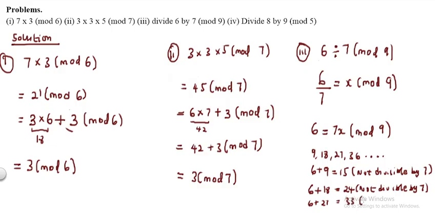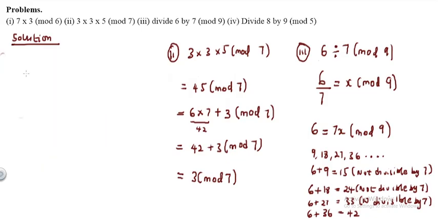This is not also divisible by 7. If I add 6 to 36, I'll get 42. Now 42 is divisible by 7. That means I'll add 36 to this side of the equation. So let me clean up space.